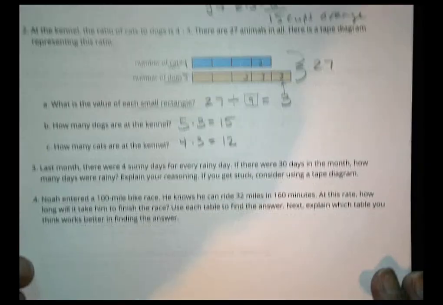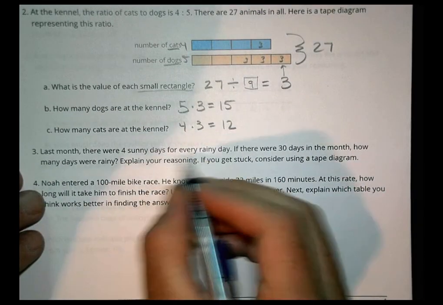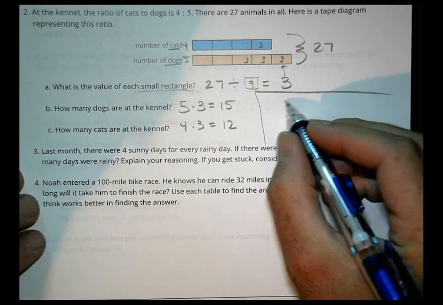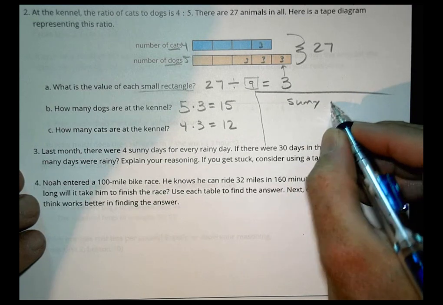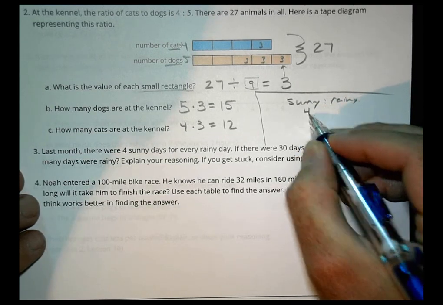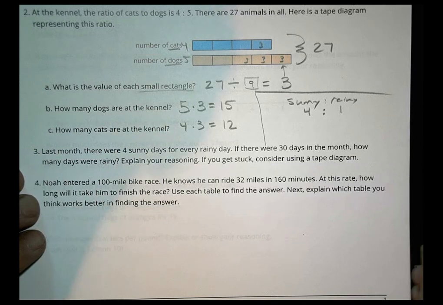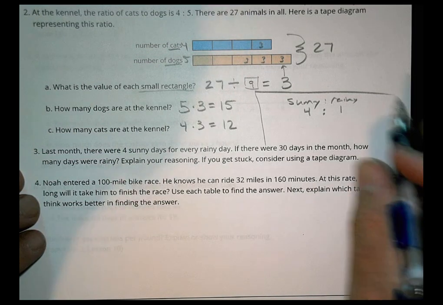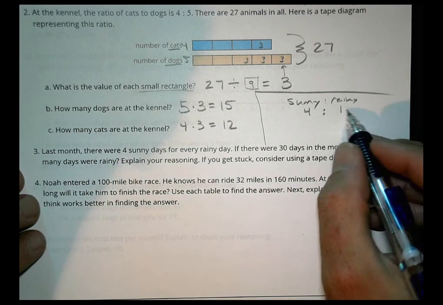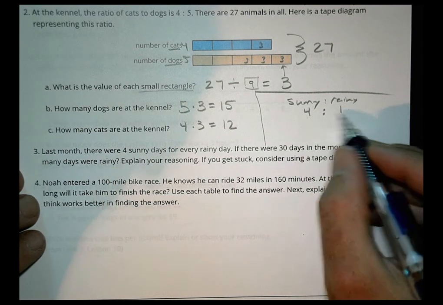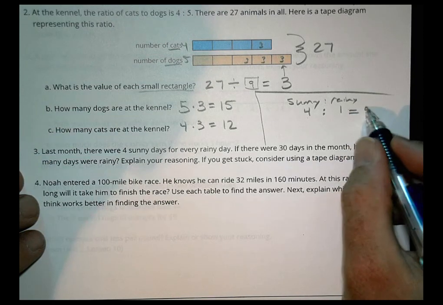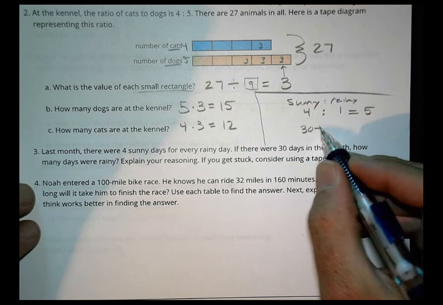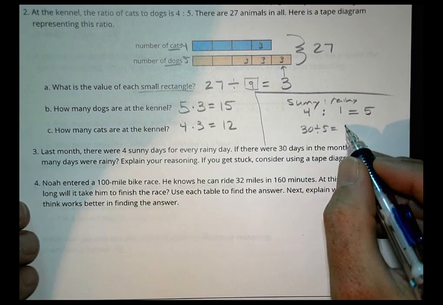Okay, number 3. Last month there were 4 sunny days for every rainy day. Okay, so we have sunny, and we have rainy, and we have 4 sunny for every 1 rainy. If there were 30 days in a month, how many days were rainy? So we had a total of 5 days. This plus this is going to be a total of 5 days, right? Our ratio total is 5. So if I take 30 and I divide it by 5, I end up with 6.